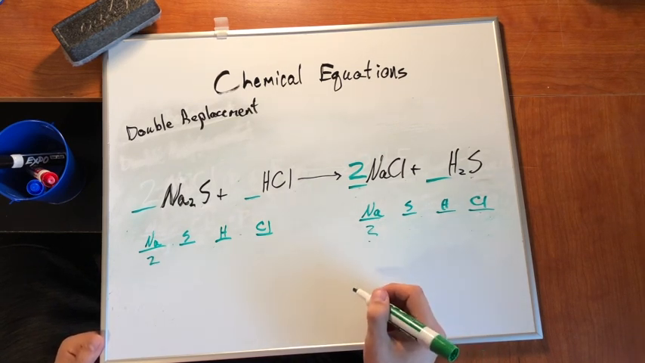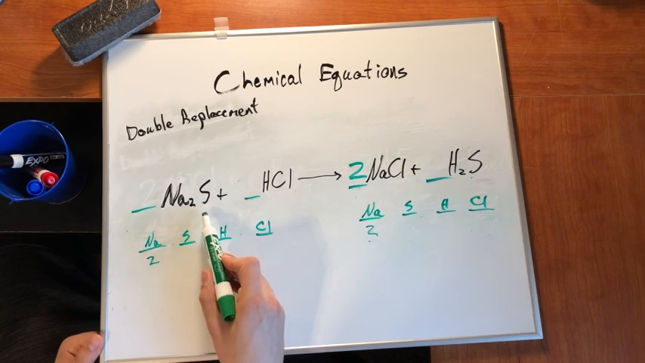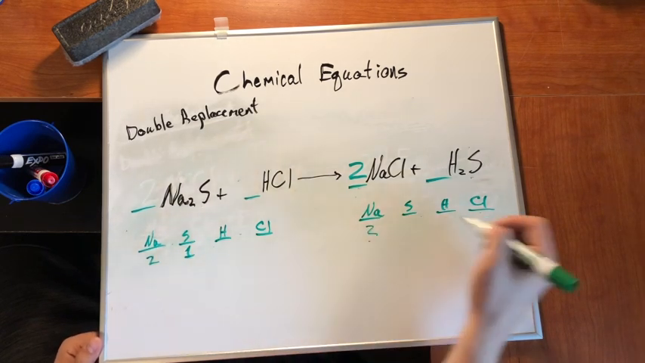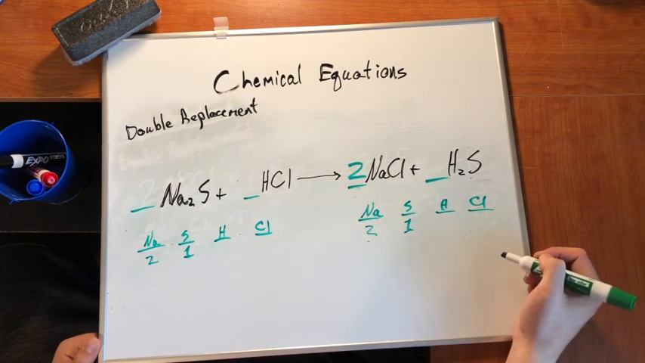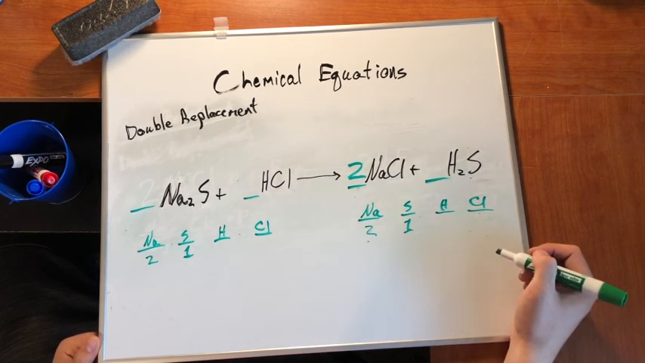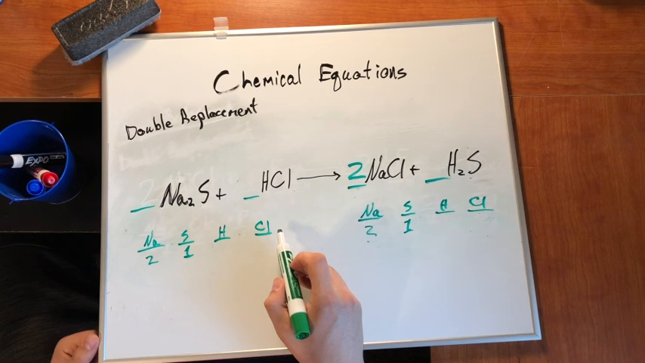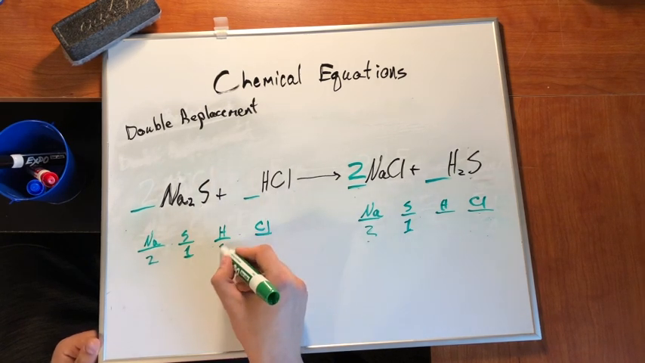Let's move on to sulfur. On this side I have just 1. On this side I also have just 1, so that works out pretty well. I've got that one taken care of. Now let's move to hydrogen. On this side I have 1.